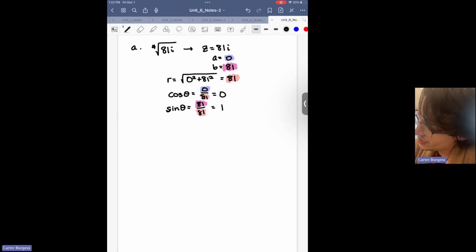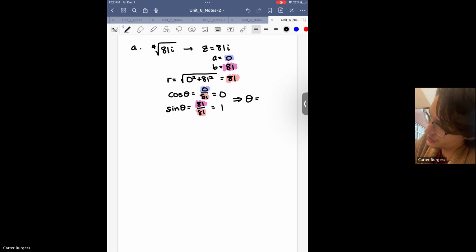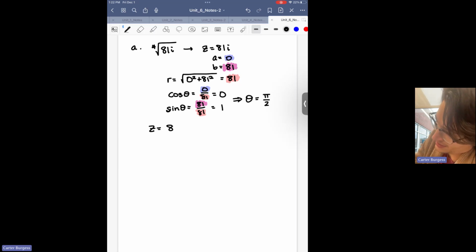What is the value of theta? That is going to give us an x value of 0 and a y value of 1 on the unit circle. Pi over 2. And so this z is the same as 81 CIS of pi over 2.